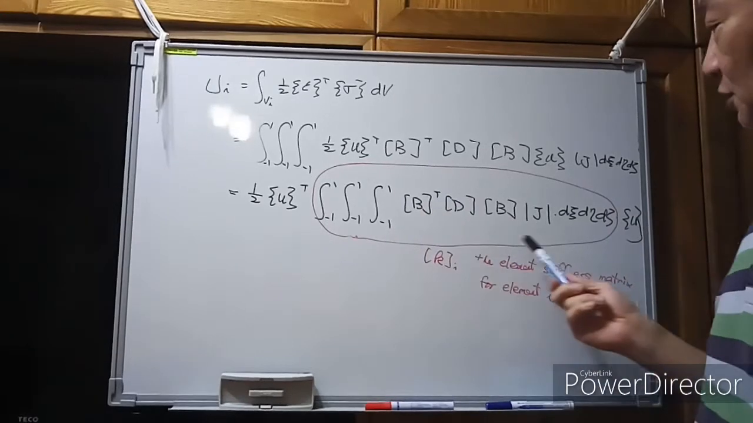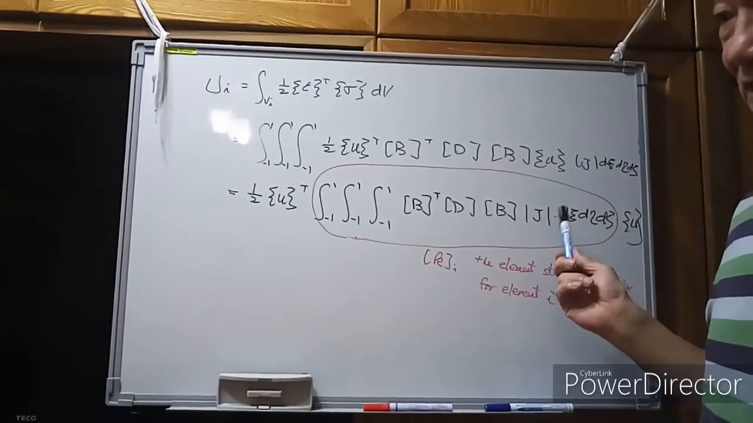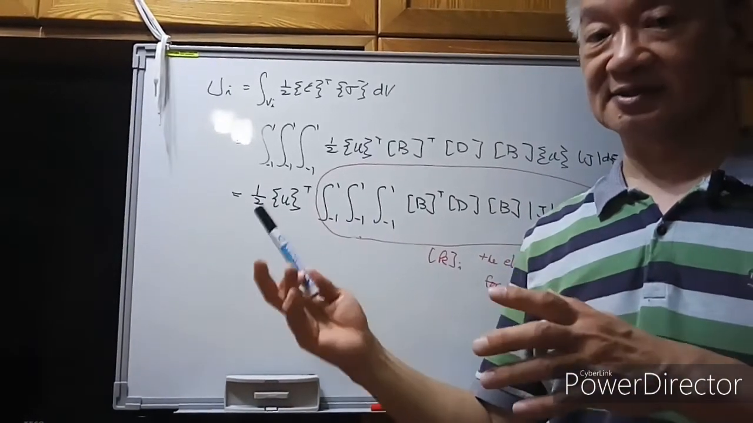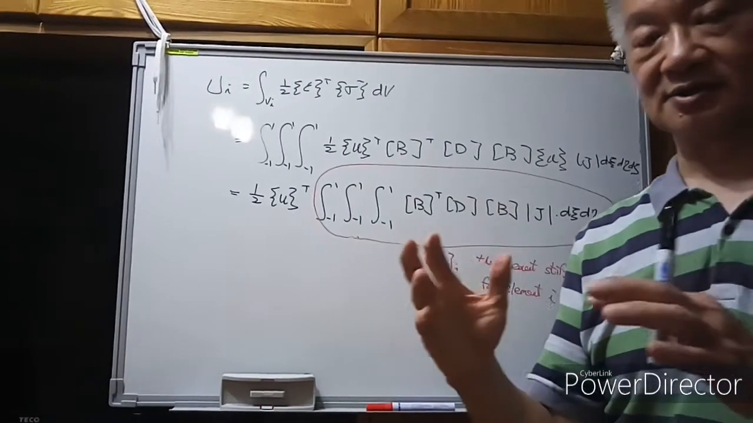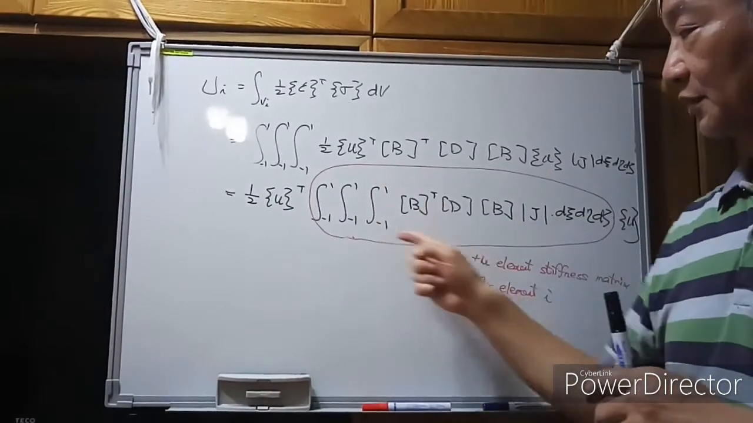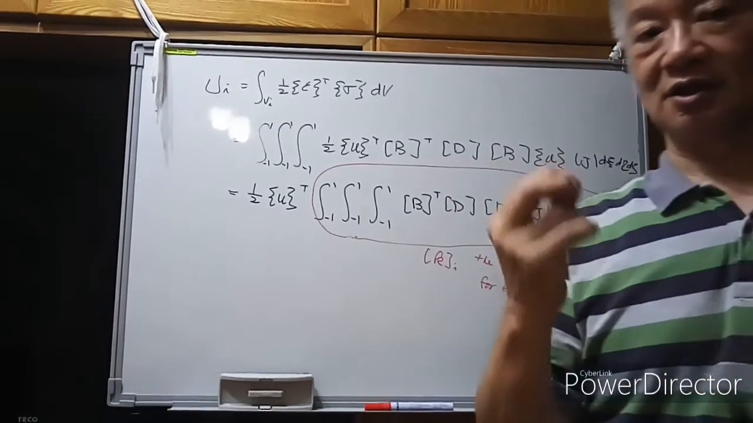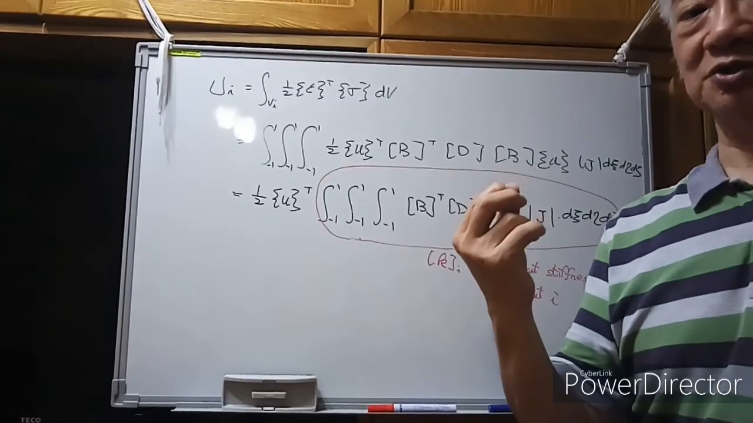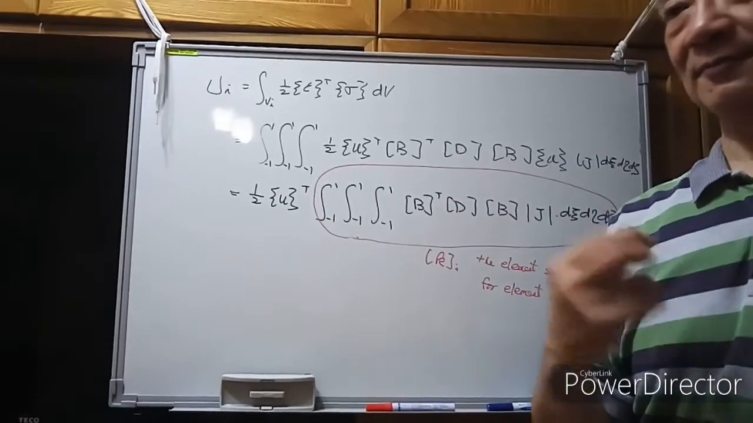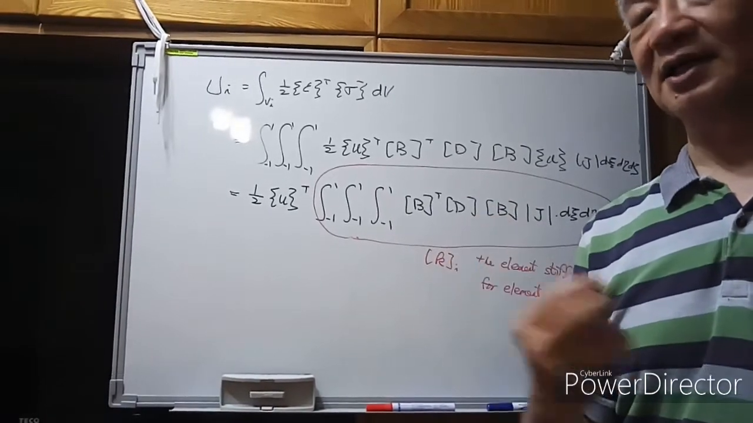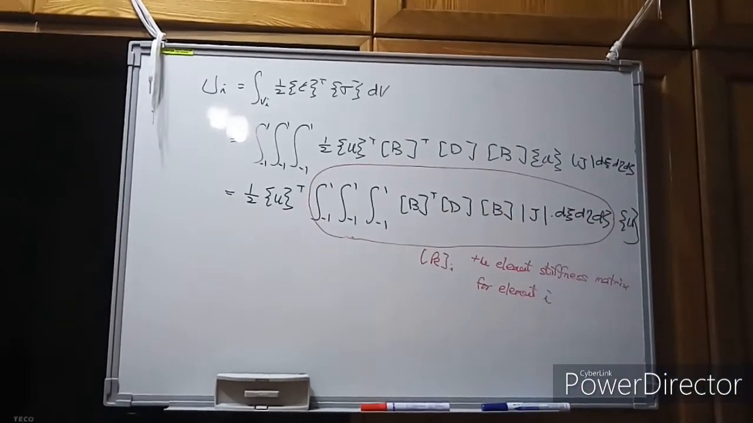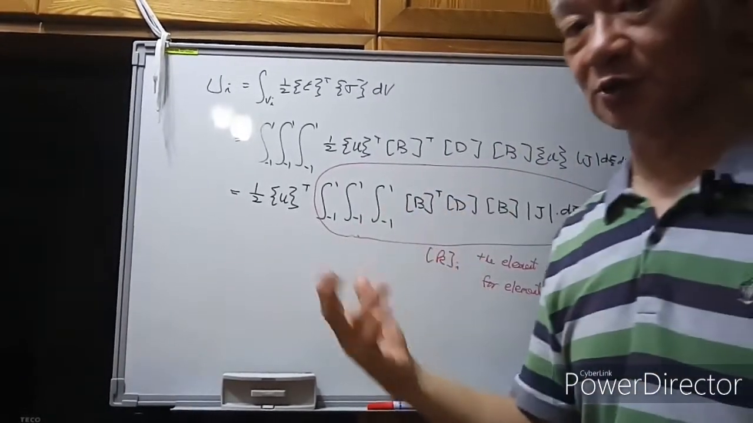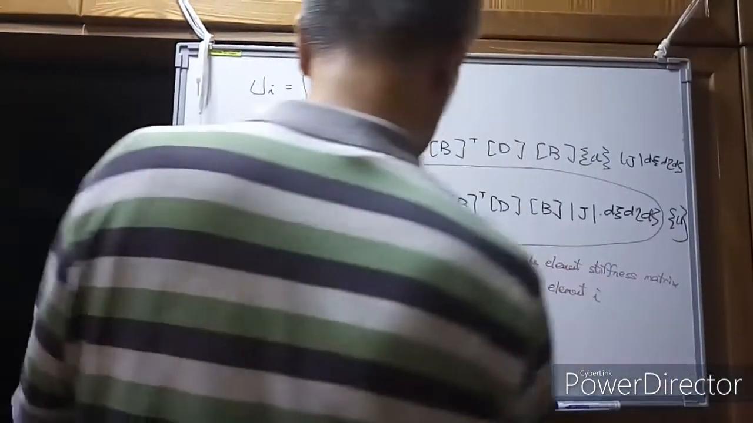When we consider the integrations, for the outside integration variables, eta and zeta, they will be taken as constants. So when we calculate the inside integrations, the only variable which will be varied is the xi variable. And for eta and zeta, they will be constants. So the inside integrations will be changed to numerical integrations first.